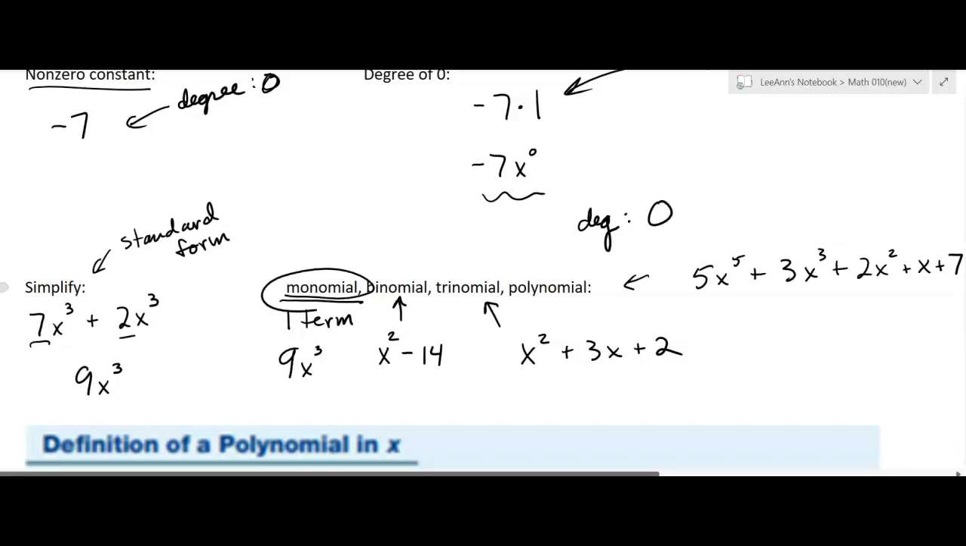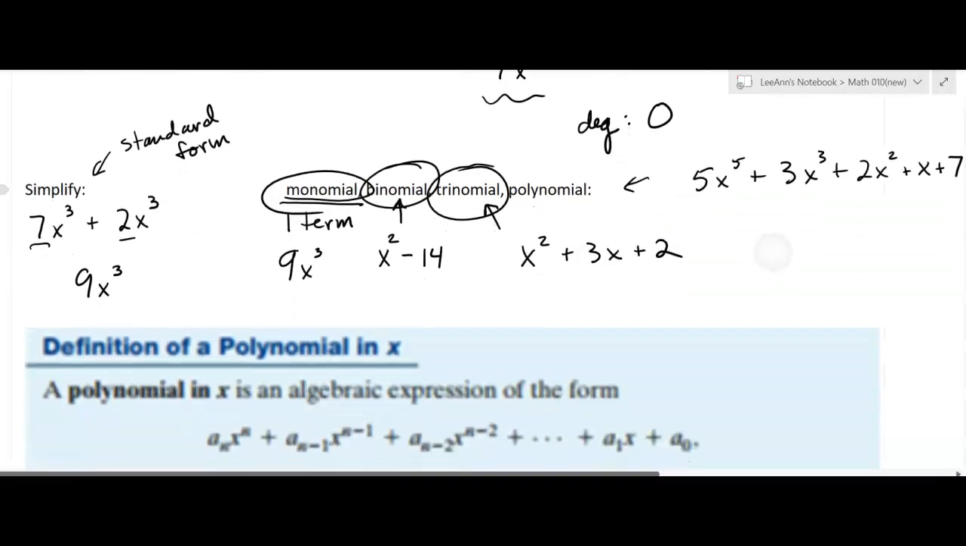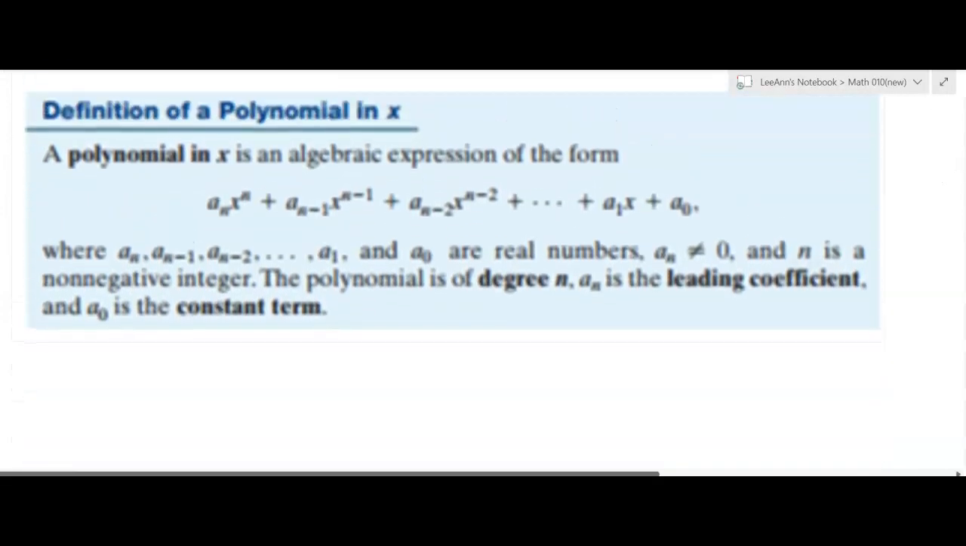So we use the term monomial a lot because we want to talk about one term. We use binomial a lot, that's 2 terms. Trinomial, 3 terms. When we go to factor, we're going to do a lot with trinomials. But they're all polynomials. So here's the definition of a polynomial.